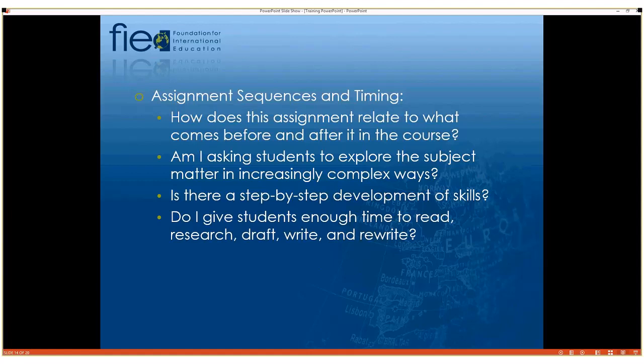Some further questions on assignment sequences and timing. How does this assignment relate to what comes before and after it in the course? Am I asking students to explore the subject matter in increasingly complex ways? Is there a step-by-step development of skills? Do I give students enough time to read, research, draft, write, and rewrite?